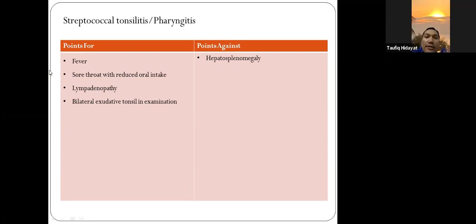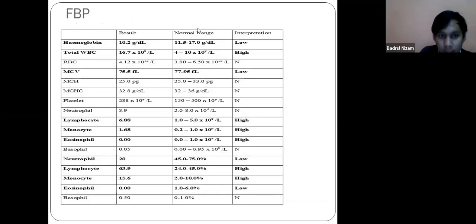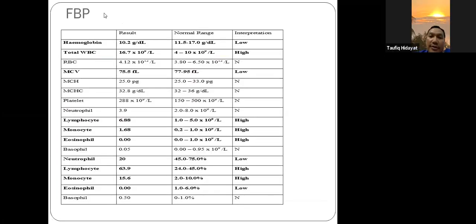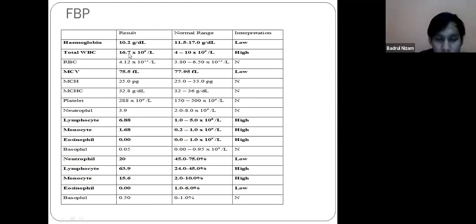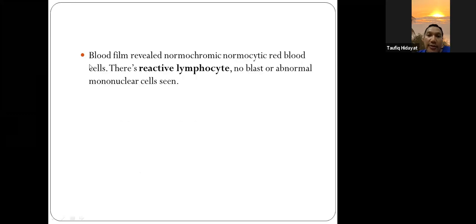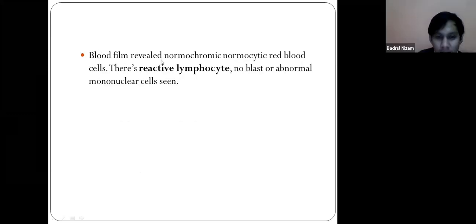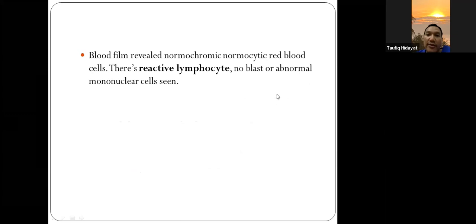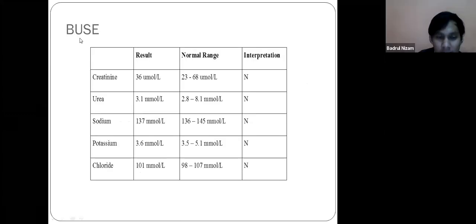Okay, next. Now the results. What is the white cell count? White cell increased to 16? Yes. Then predominantly lymphocytes? If streptococcal it should be predominantly neutrophils. Yes. Okay, next is the blood film. So there are reactive lymphocytes. Okay, next. Normal. Okay, next.